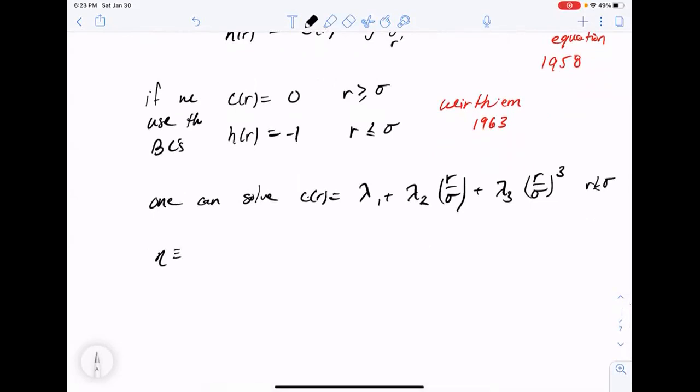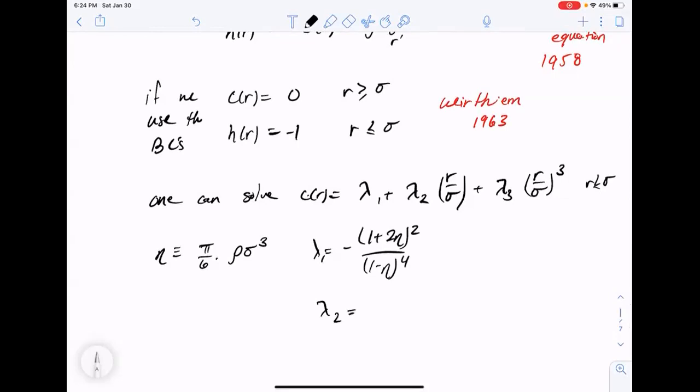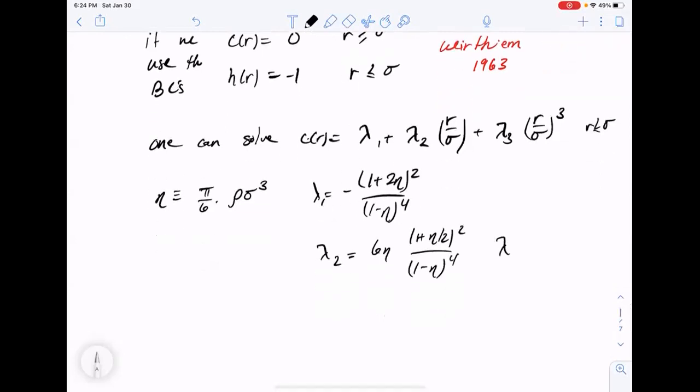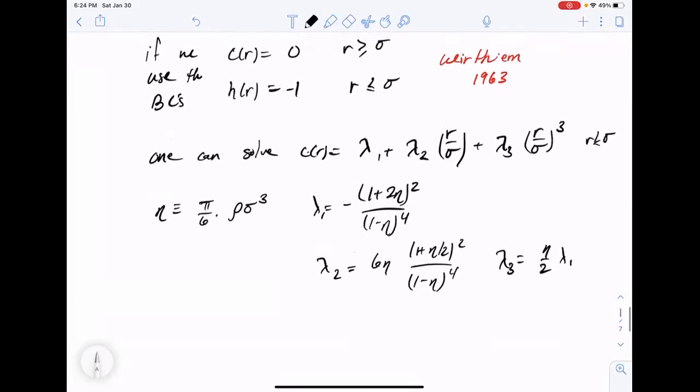Call it eta. The packing fraction for a three-dimensional fluid is pi over 6 times rho times sigma cubed. Lambda 1 is -1 plus twice eta squared over 1 minus eta to the fourth. Lambda 2 is 6 eta, 1 plus eta by 2 squared, over 1 minus eta to the fourth. And lambda 3 is simply related to lambda 1 by a factor of eta by 2. So there's an exact solution for C of R.